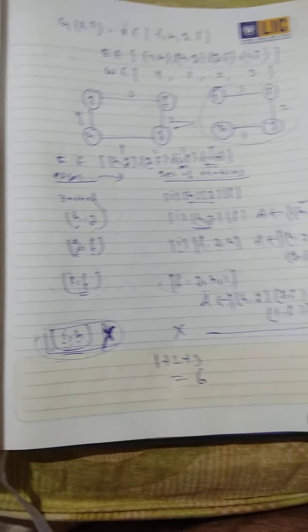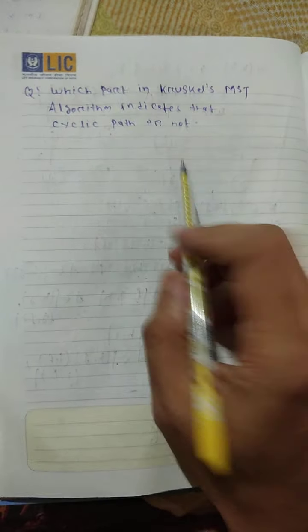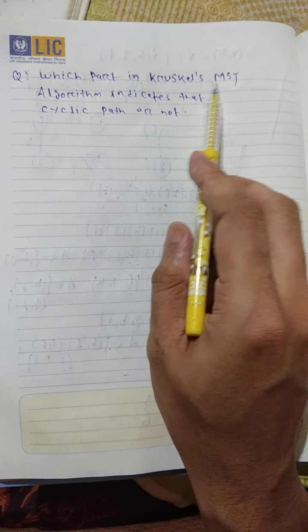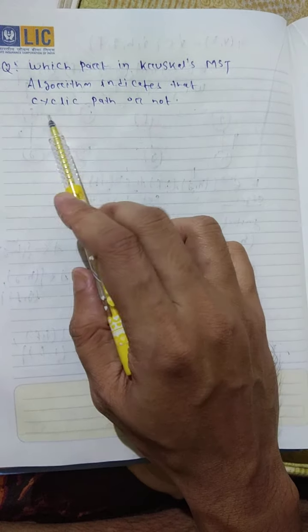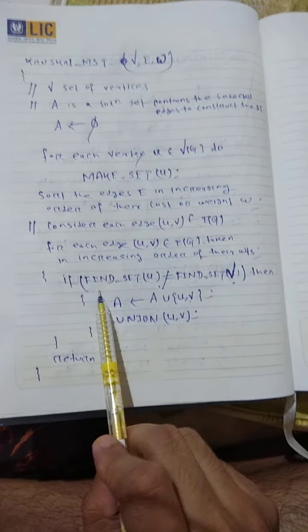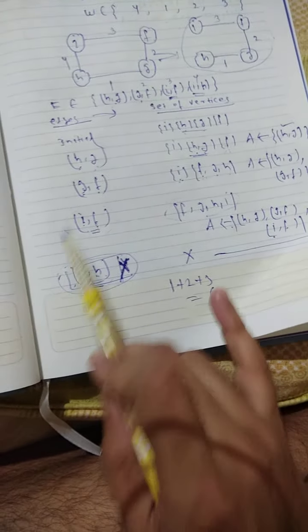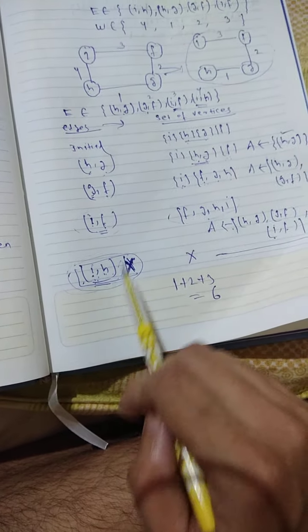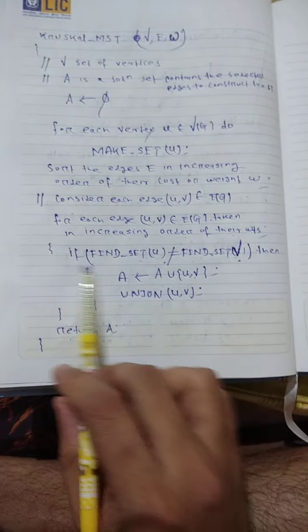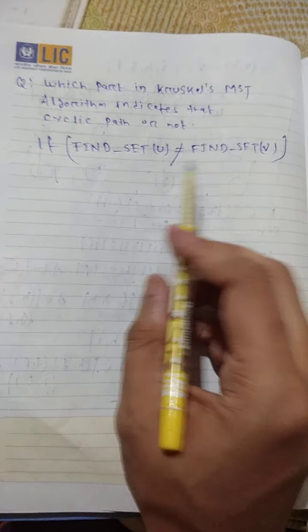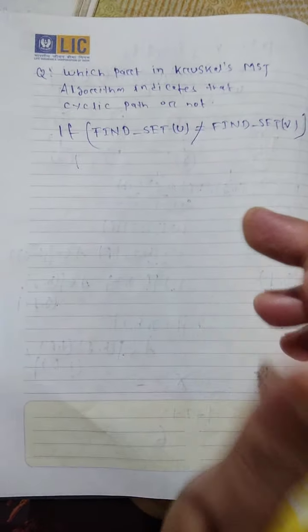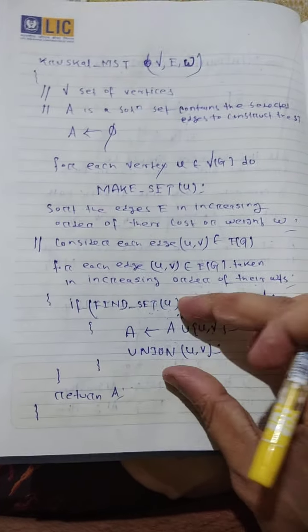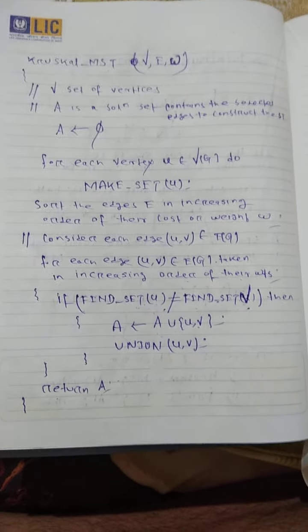Next we have to see another problem. Sometimes a question asks a short question: in the Kruskal minimum spanning tree algorithm, which part indicates whether there is a cyclic path or not? In this algorithm, the part where we check find set u and find set v. Whenever the sets are disjoint we perform the union, otherwise we reject the edge. That means this condition decides whether it is a cyclic path or not. So the condition, if find set u not equal to find set v, decides whether the graph has a cycle or not. Then we perform the operations. Okay, see the next part, we have to solve another problem.